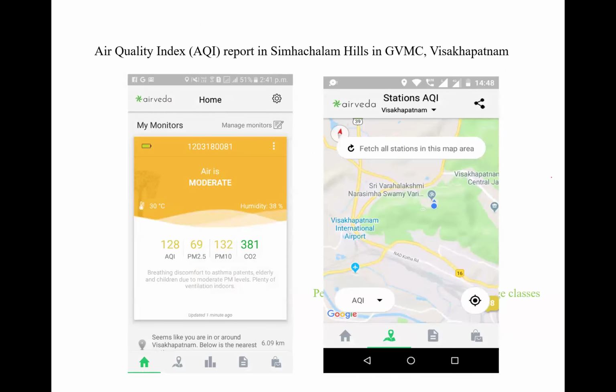Okay, so look here. On the left side, air is moderate. That means the air quality index shows 128, particulate matter 69, particulate matter 132, carbon dioxide 381, but air is moderate. Humidity is 38%. Children, look here, breathing discomfort. That indicates moderate means it's a discomfort. So that is the pattern, that is the decision making for your pattern here.